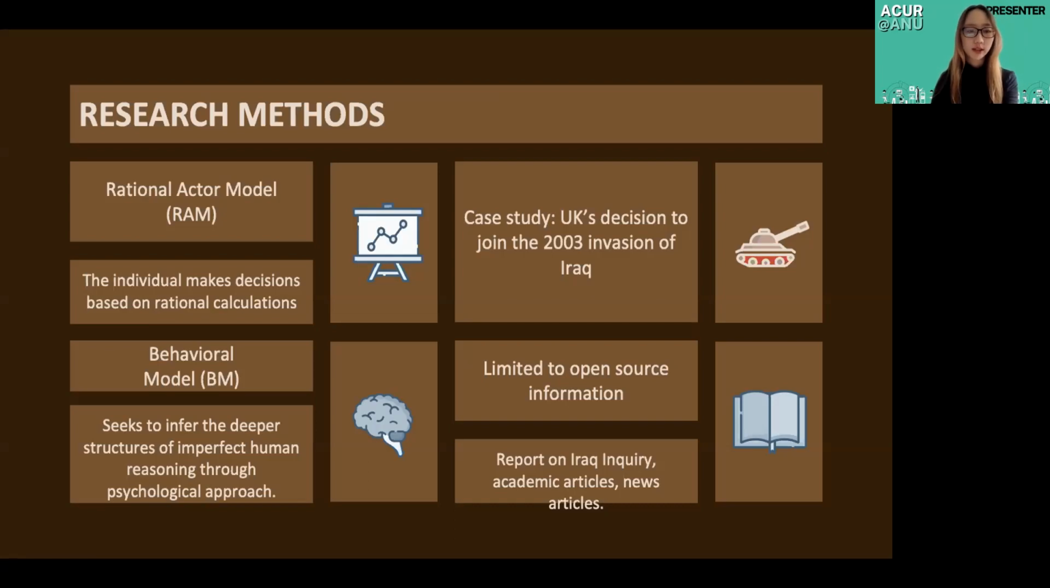BM draws from psychology and is often used as a foil for RAM, because while RAM tries to deduce how humans should act, BM seeks to infer the deeper structures of human reasoning. Although limited to open source information about the UK government's decision making and Prime Minister Blair's thought process, I was able to gather a lot of information from the report on the Iraq inquiry. I also use other secondary sources such as academic journal articles and some news articles.